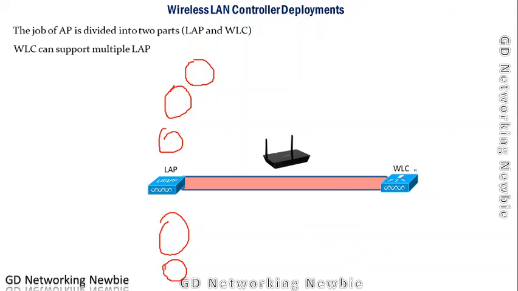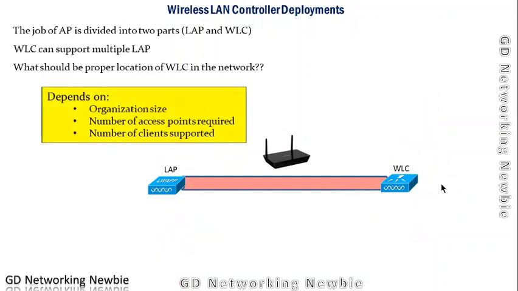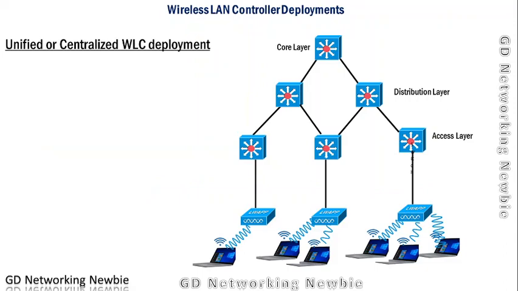Then there is always the question of where to place the WLC, and what the proper deployment should be. This deployment depends on different things like organization size, the number of access points required, and the number of clients supported. So depending on these parameters, we have different deployment strategies. The first one is unified or centralized WLC deployment.